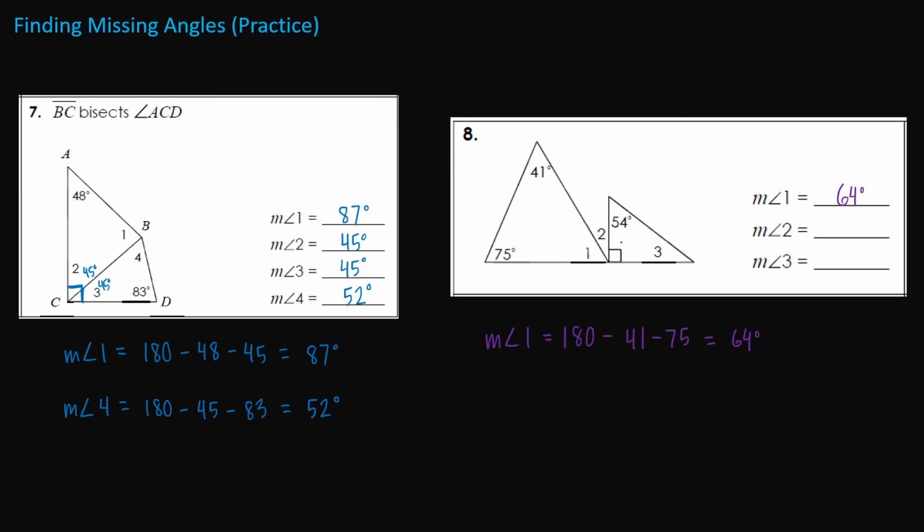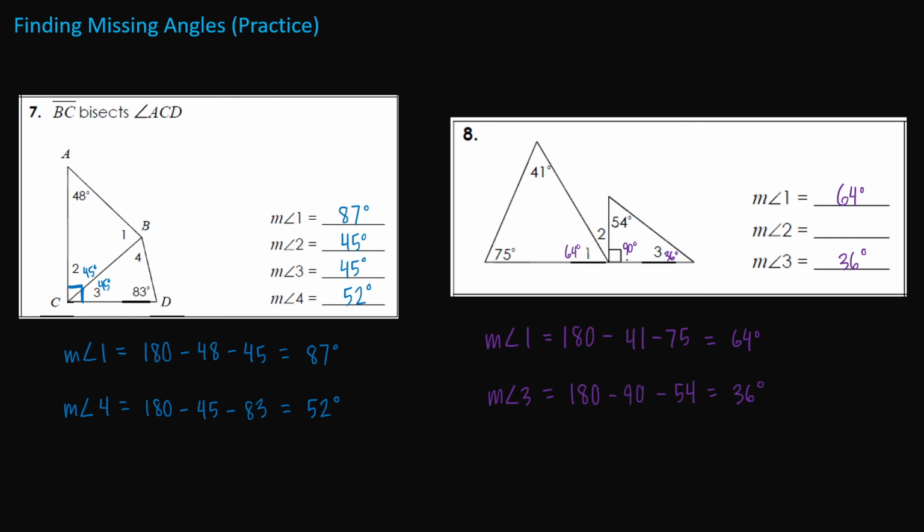Now with my smaller triangle, I have a 54-degree angle, a 90-degree angle, and an unknown. So the measure of angle 3 would be 180 minus 90 minus 54, and that gives me a 36-degree angle for angle 3. So now we need to find out what's the measure of angle 2. And I'm going to label what I know in my diagram now. So I know that angle 3 is 36 degrees, angle 1 is 64 degrees.